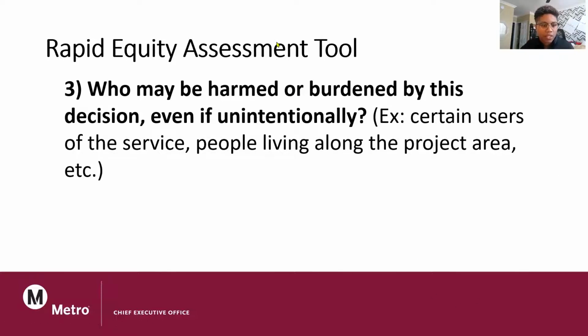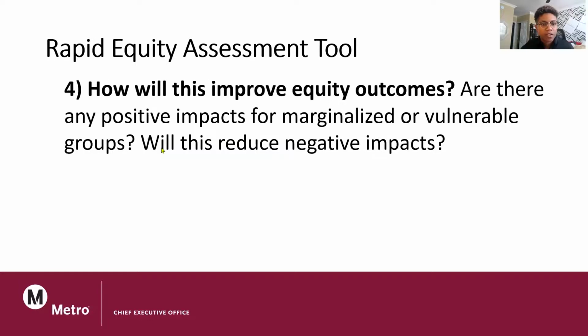Next question. Okay, so this one asks, how will this improve equity outcomes? And are there any positive impacts for marginalized or vulnerable groups, including the ones listed above? And then will this reduce negative impacts? So again, this is thinking about the end goal, the outcomes, what's going to be the impact.